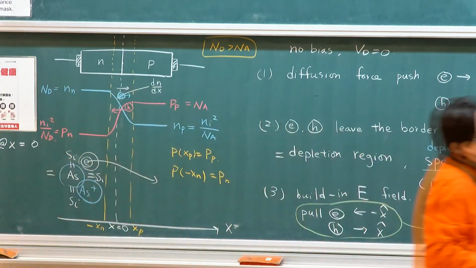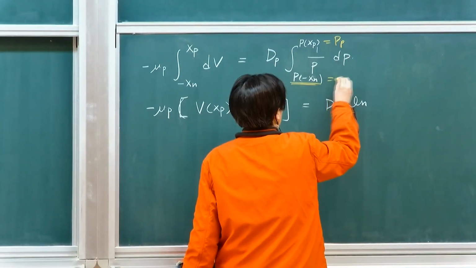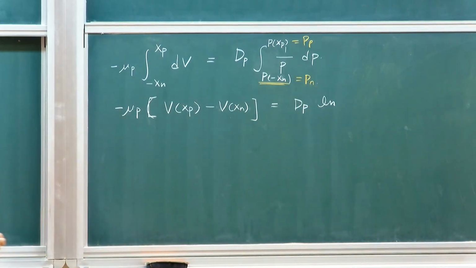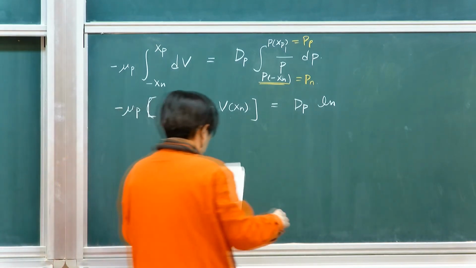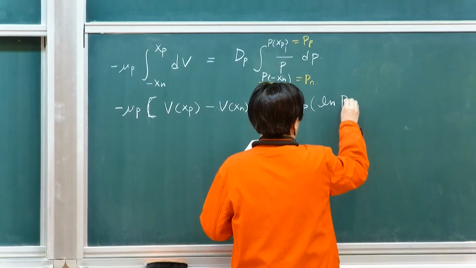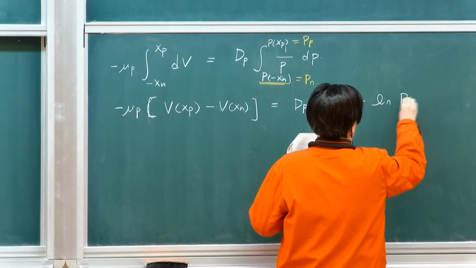Okay? So I can change this into pp, majority carrier concentration. This is minority carrier concentration, both hole concentration, but one as majority, one as minority, because it's at the two sides of the border. So then this will be ln p minus ln pp.